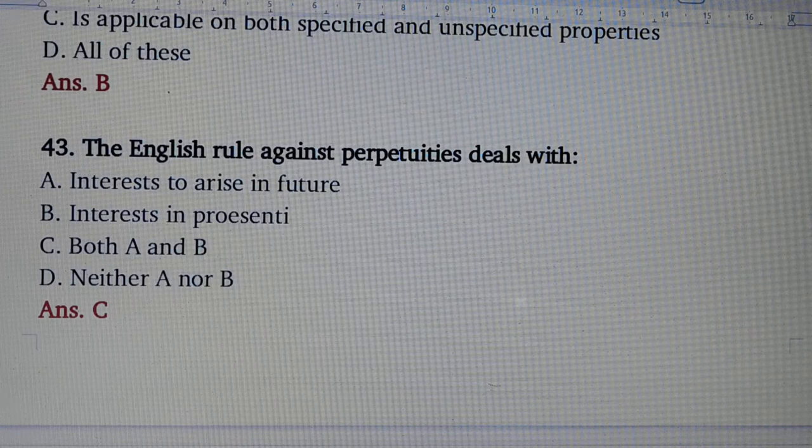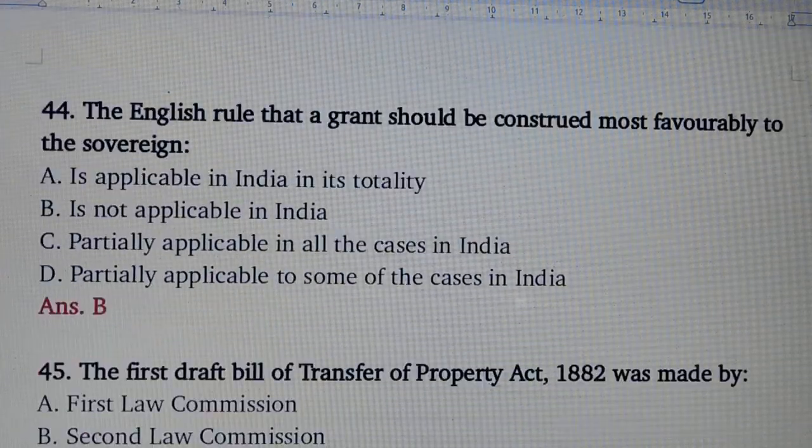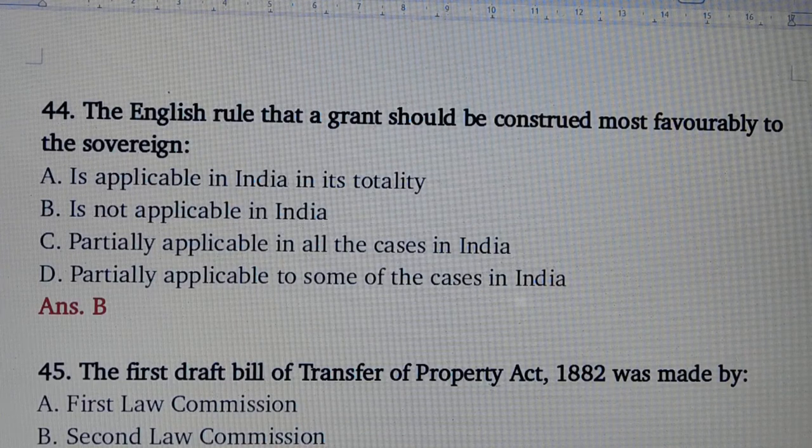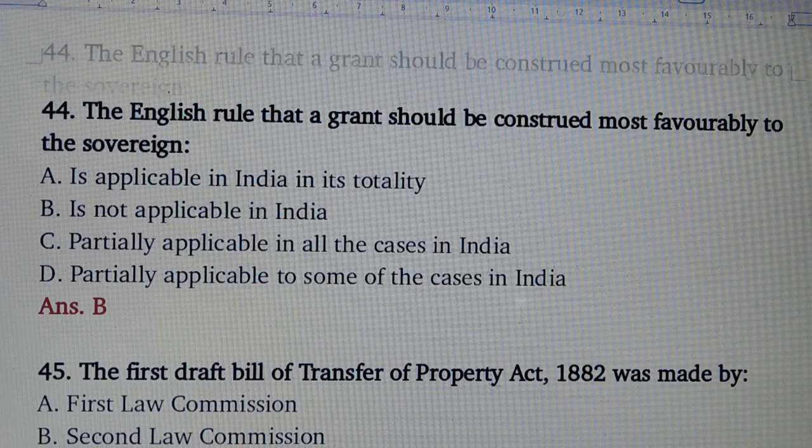Question number 43. The English rule against perpetuities deals with. Answer is option number C, both A and B, means option A, interest to arise in future, option B, interest in praesenti. Question number 44. The English rule that a grant should be construed most favorably to the sovereign. Answer is option number B, is not applicable in India.